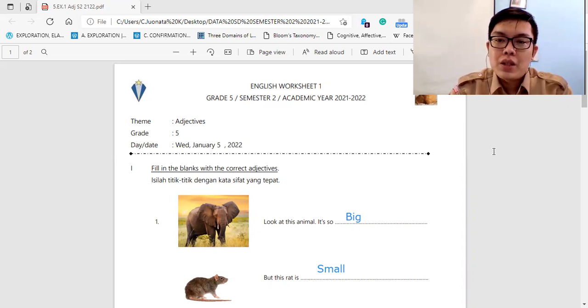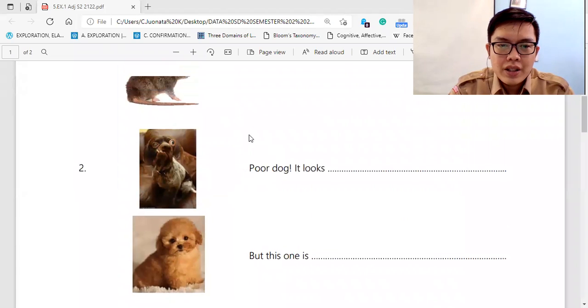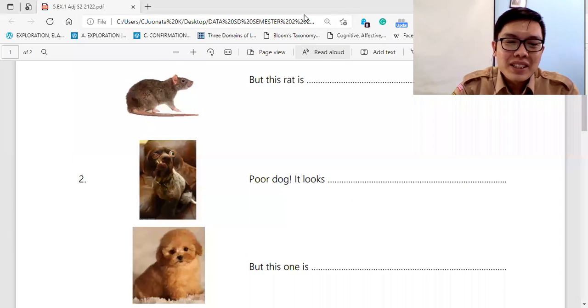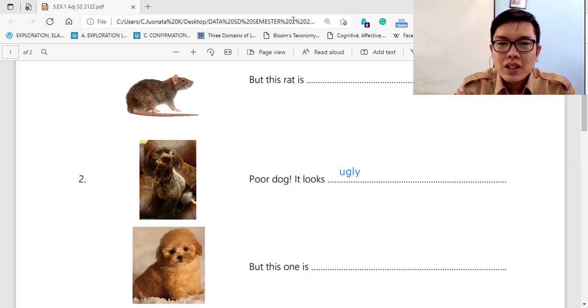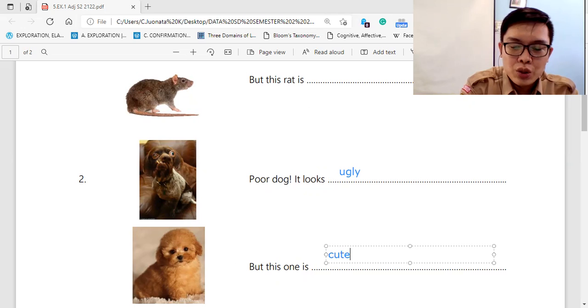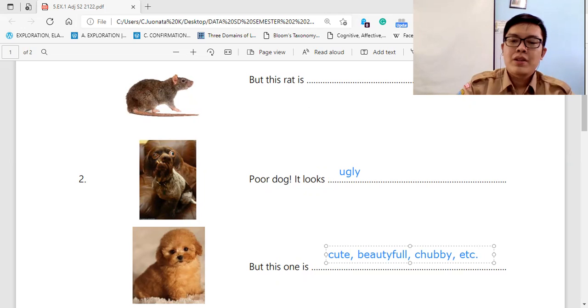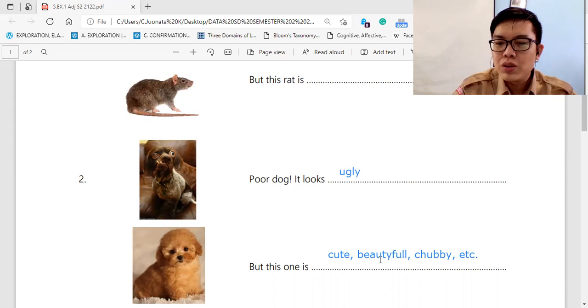All right, let's jump to another question. Maybe a little bit of zoom here. Oh, look at this dog, poor dog, it looks ugly. Okay, but instead of ugly, it's so funny actually. Look at his face, by the way. It looks ugly, but this one is, you can say either it's cute, what else, beautiful, chubby, and extra, you can say that. So for number two, we have poor dog, it looks ugly. But this one is cute, beautiful.